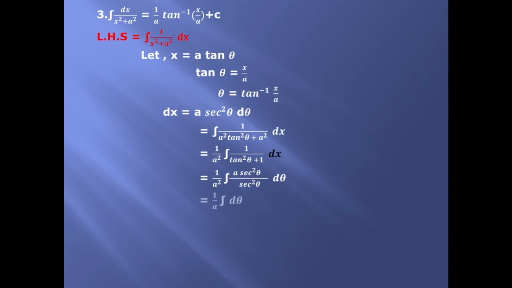Now when we integrate this, the secant square in the numerator and denominator gets cancelled, and then a is constant. If you take it out, then 1 by a square into a gives 1 by a, so we'll have 1 by a integral d theta. So when we integrate this, we'll get 1 by a into theta plus c, where theta is tan inverse of x by a, plus c.